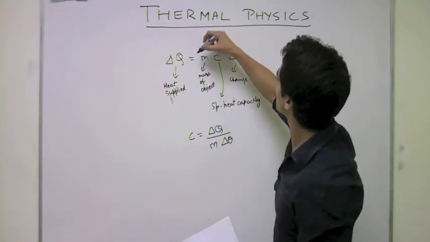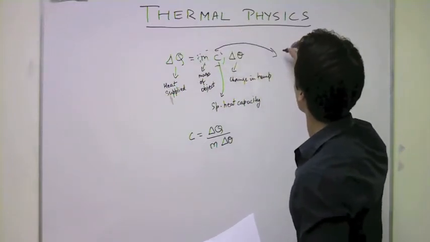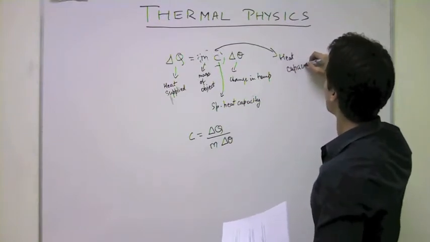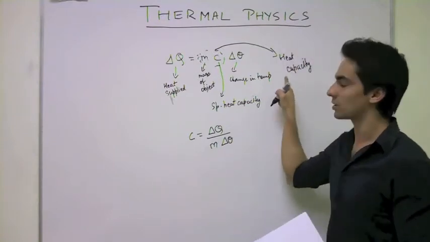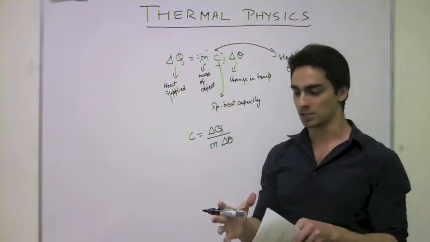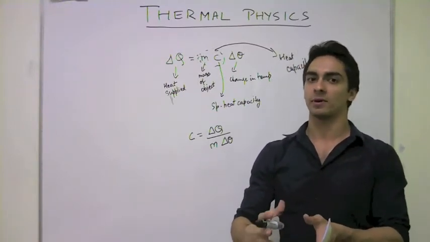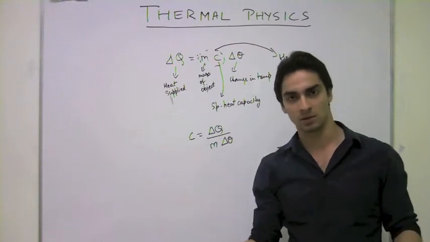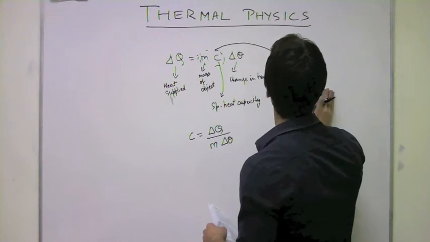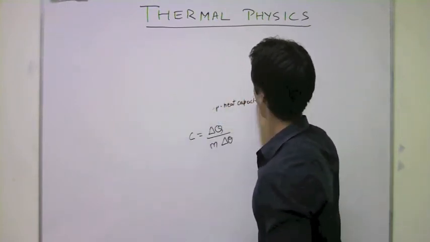Now this term here, m and c together, can also be called heat capacity. Heat capacity depends not only on the type of substance but also on the mass of the substance. So a smaller quantity of water, for example 1 liter of water, will have lesser heat capacity than 5 liters of water. So you want to make that distinction clear. So specific heat capacity is defined here.